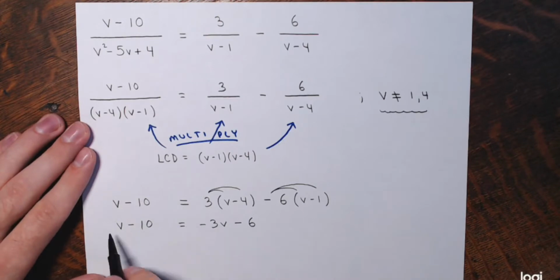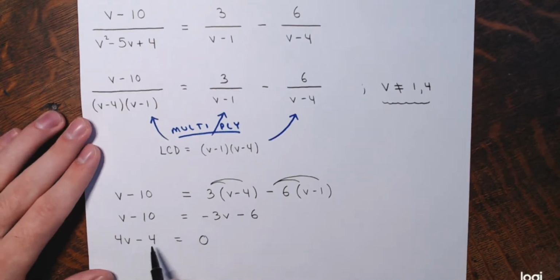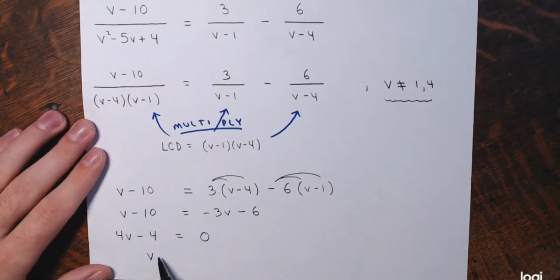And I'll take everything to the right. So we'll have 4v after adding 3v. And then after adding 6, we'd have minus 4 equals 0. And then add 4, divide by 4, we get v equals 1. V equals 1 as a possible solution. That seems to be the only one.